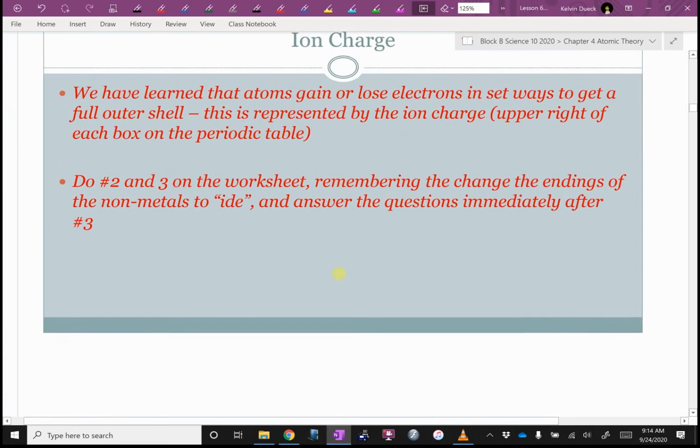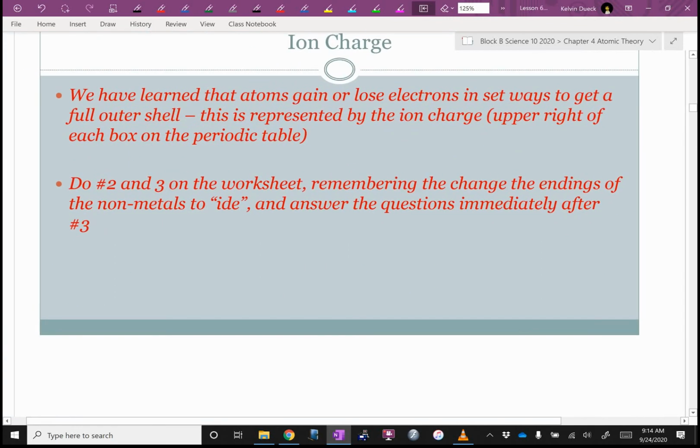Well, sadly, it's going to get tougher pretty quick. Quiet, please. We've learned that atoms gain or lose electrons in set ways to get a full outer shell. This is the ion charge on the right side of your periodic table, the 2 plus, or the 3 minus, or just the plus sign or the minus sign. Do numbers 2 and 3 on the worksheet, remembering to change the endings of the nonmetals to "ide."